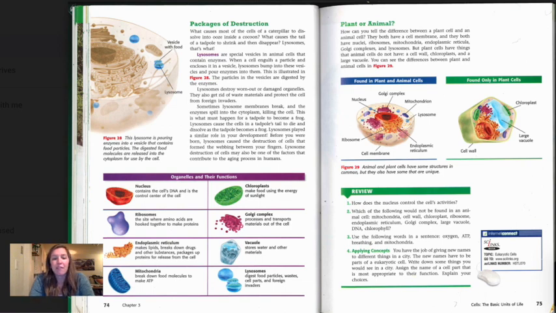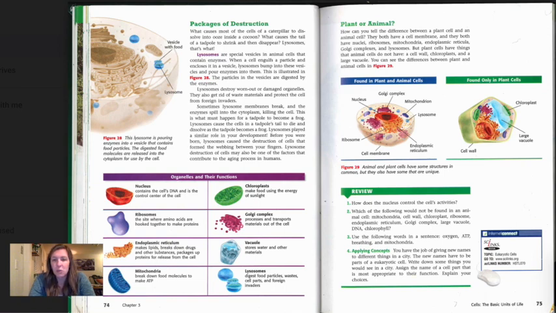Chloroplasts, which make food energy using the energy of sunlight. Golgi complex, which processes and transports materials out of the cell. The vacuole, which stores water and other materials. And then the lysosomes, which digest food particles, waste, cell parts, and foreign invaders. Page 75. Plant or animal.